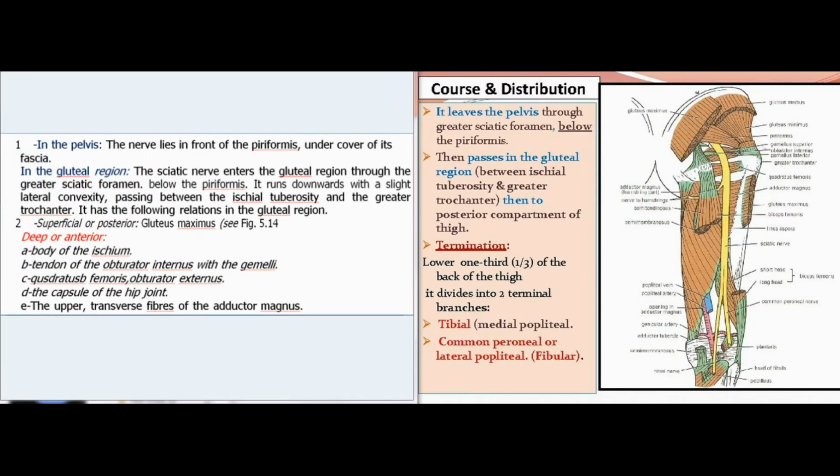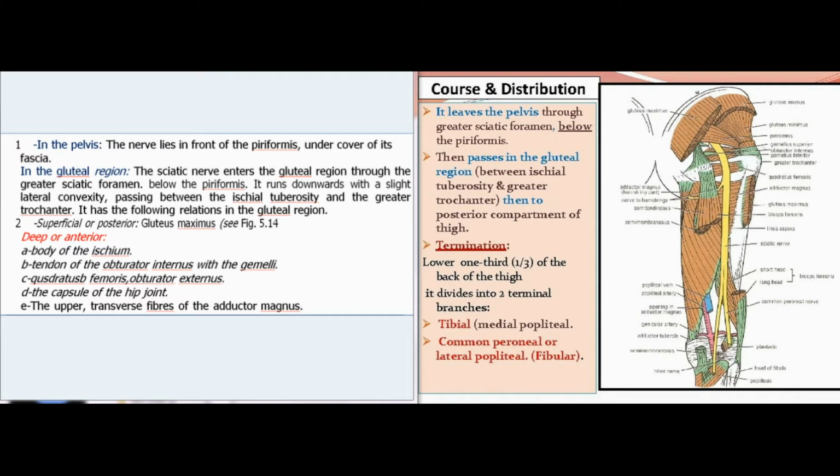Course and relations. 1. In the pelvis, the nerve lies in front of the piriformis, under cover of its fascia. 2. In the gluteal region, the sciatic nerve enters the gluteal region through the greater sciatic foramen below the piriformis. It runs downwards with a slight lateral convexity, passing between the ischial tuberosity and the greater trochanter. It has the following relations in the gluteal region.